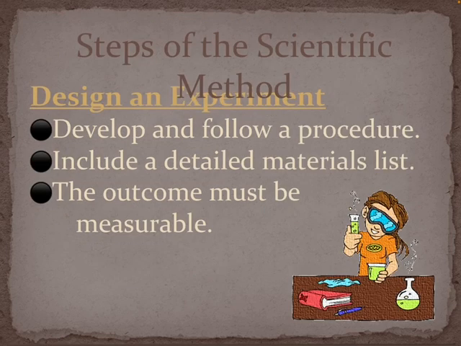So after you figure out what your dependent and independent are, which you're going to have to do, right? You're going to have to actually state that in your write-up. Here's my experiment. Here's what my independent will be. Here's what my dependent will be. Then you can actually design an experiment. Develop and follow a procedure. So you're going to actually write out a procedure. What do you believe you're going to do to accomplish your results? How are you going to get results? What are you going to do?